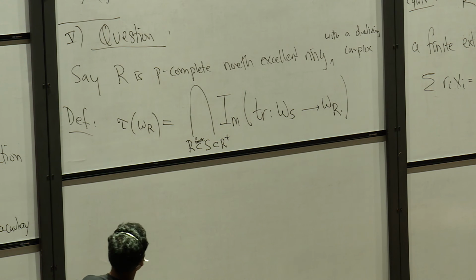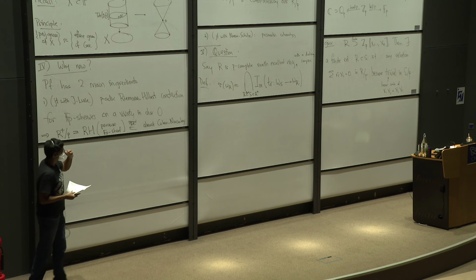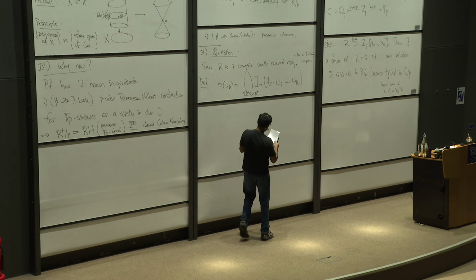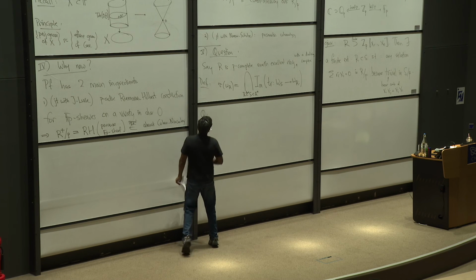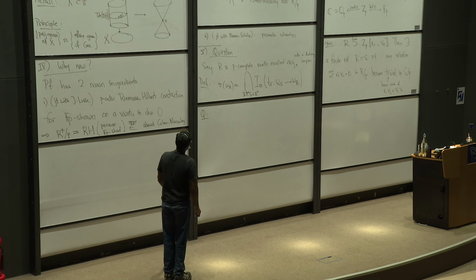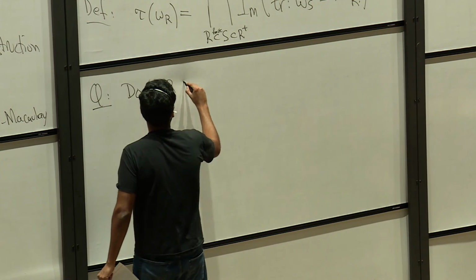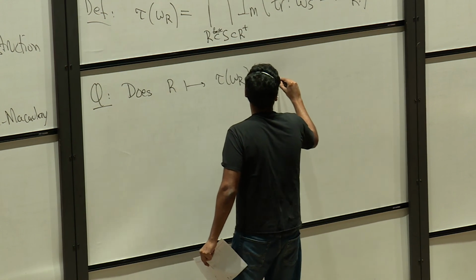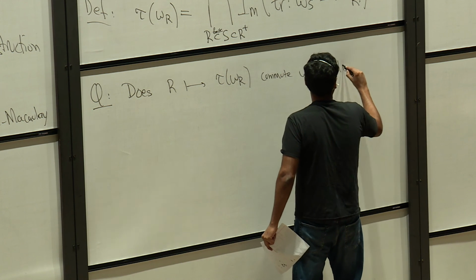And the issue with this definition is that it's an infinite intersection. So you need to wrestle with the fact that things are not going to work super nicely, or you have to somehow tame the fact that this is an infinite intersection. And so the basic question that we still don't know how to answer is whether or not this object commutes with localization. So, does R maps to τω_R commute with inverting an element, say? Or, yeah, commute with localization.